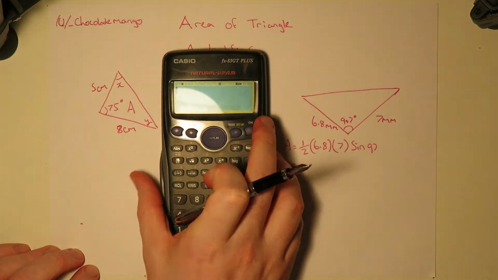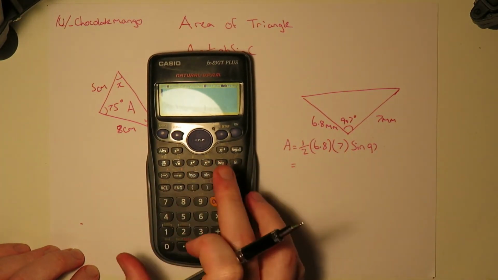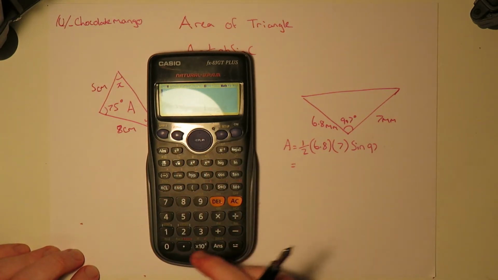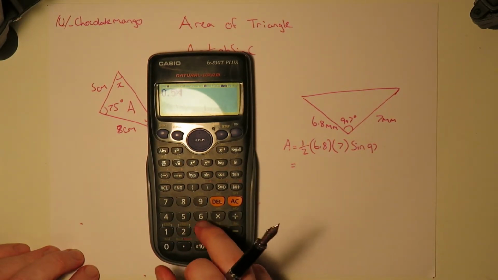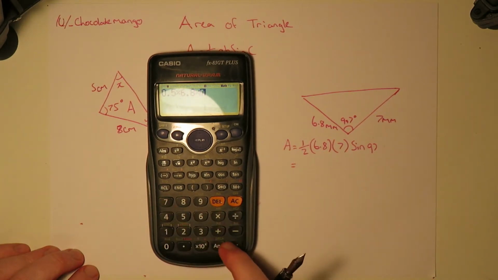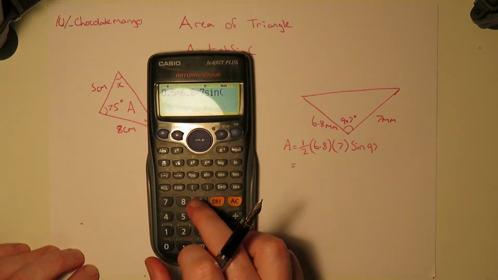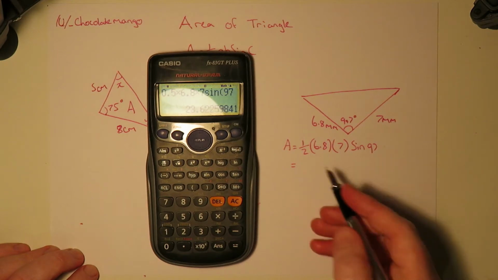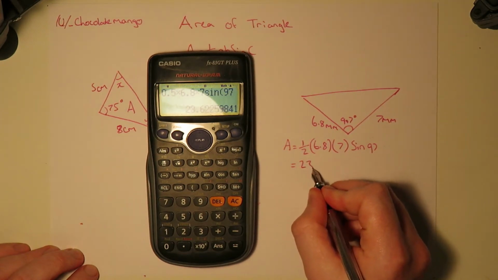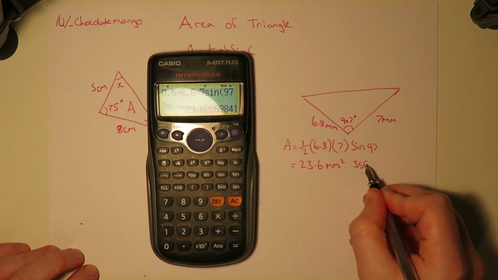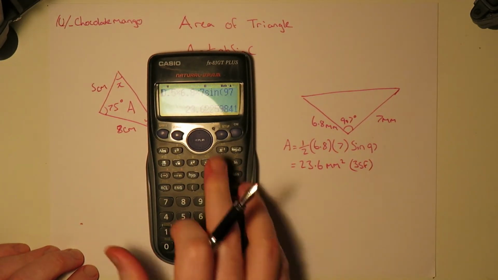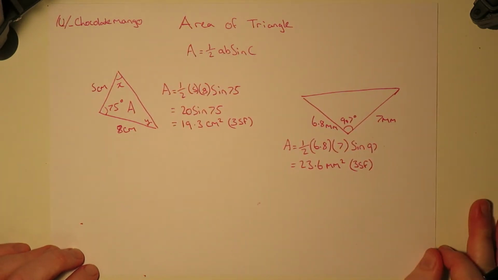I'll put my calculator there. Hopefully the reflection of the light doesn't interfere, and you can all see that. So I'm just going to do 0.5 times 6.8 times 7 times sine 97, and that comes out to 23.6 millimeters squared, to 3 significant figures. So here are two examples.